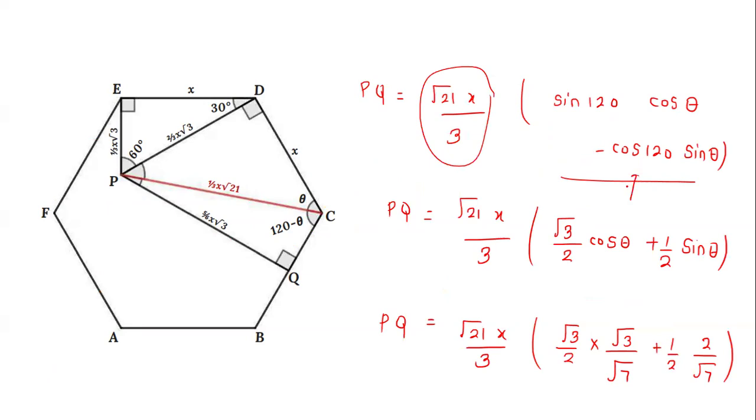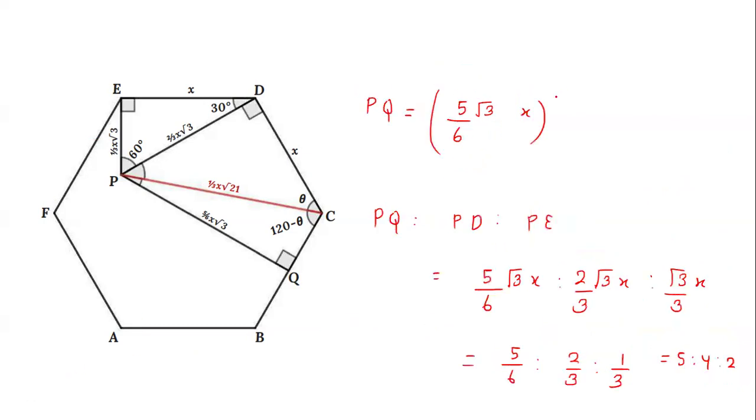Sine of 120 minus theta is sin A cos B minus cos A sin B. Sine 120 is root 3 by 2 times cos theta, and cos 120 is minus half, so minus minus plus, it will become half times sine theta. Cos theta and sine theta we calculated previously, so you can put those values here and find the value of PQ. After simplifying, it will come like 5 root 3 divided by 6 multiplied by x.